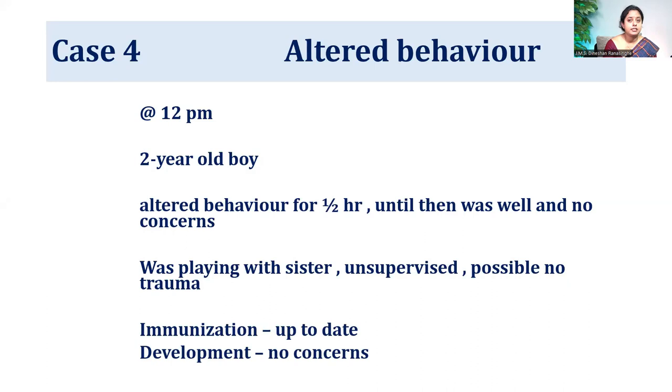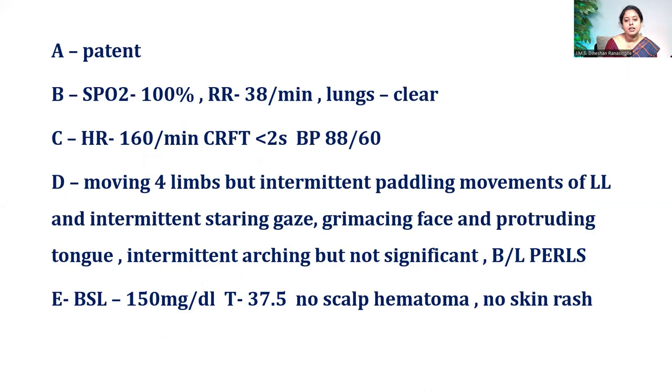So the assessment, the most important thing here is the D. Well, there was a tachycardia, but otherwise the vitals were stable. We noticed that the patient was alert, but had intermittent abnormal bizarre movements. Sometimes moving all four limbs, but intermittent paddling movements of the lower limbs. And we noticed sometimes an intermittent staring gaze, sometimes a grimacing face and protruding tongue, and an intermittent arcing posture, not like typical opisthotonus posture, but otherwise couldn't find any obvious neurological pathology. Sugar was normal, temperature was normal, and we wanted to rule out any possible trauma or head injury. We couldn't find any other injuries or any skin rashes.